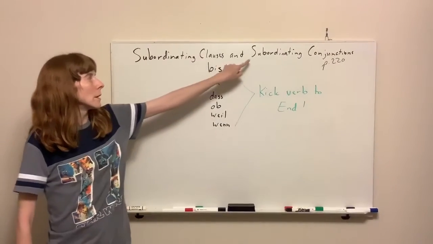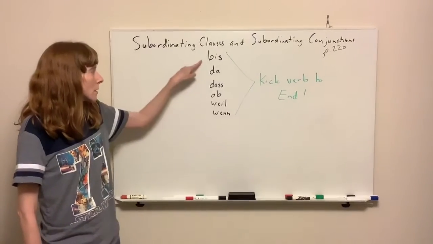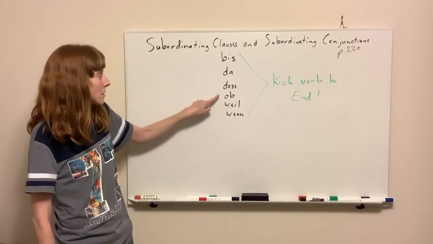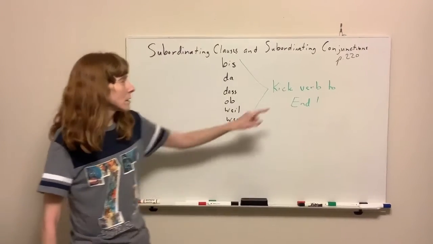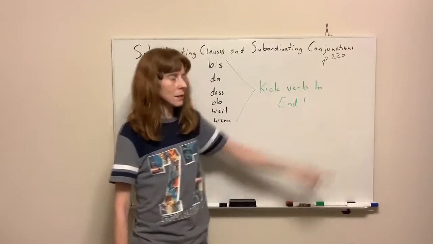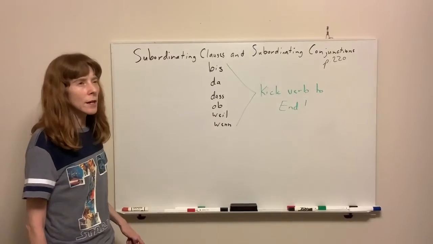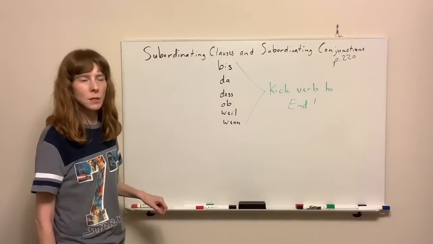Subordinating clauses and subordinating conjunctions. Those are big words for these little bitty words here: bis, da, das, ob, weil und wenn. You can find these on page 220. They are certain words that kick your verb to the end. So I like to call them kickers because they kick verbs.